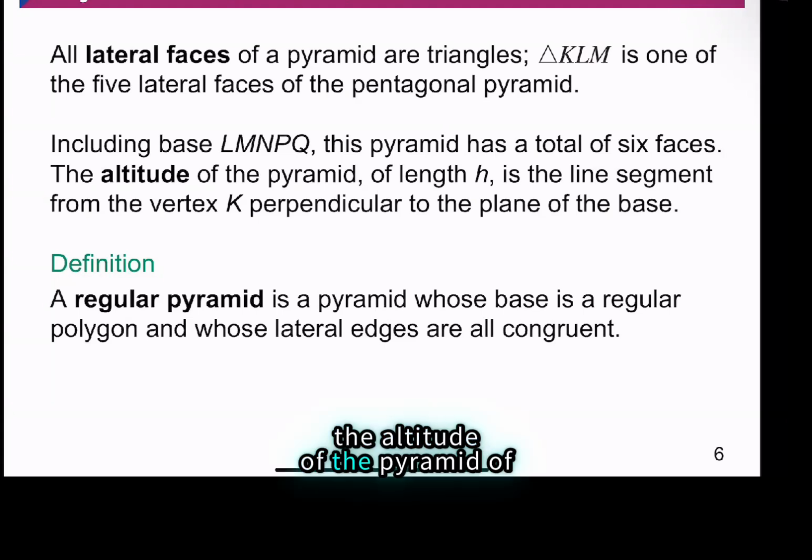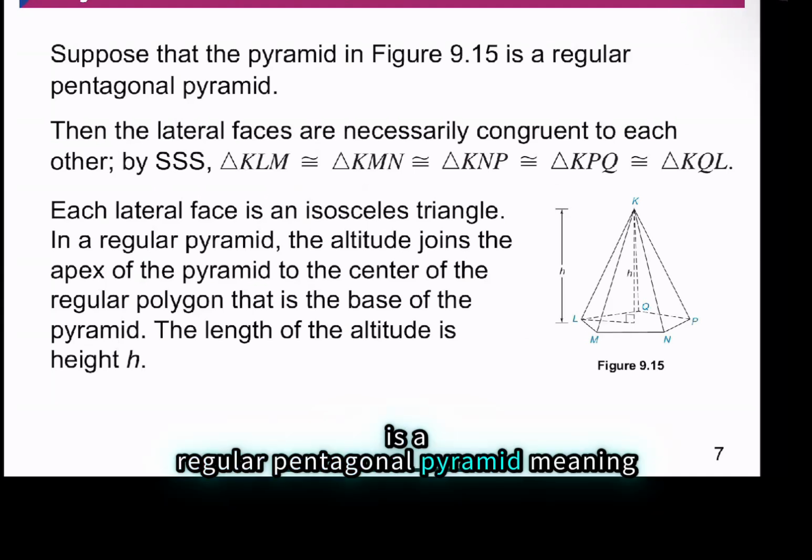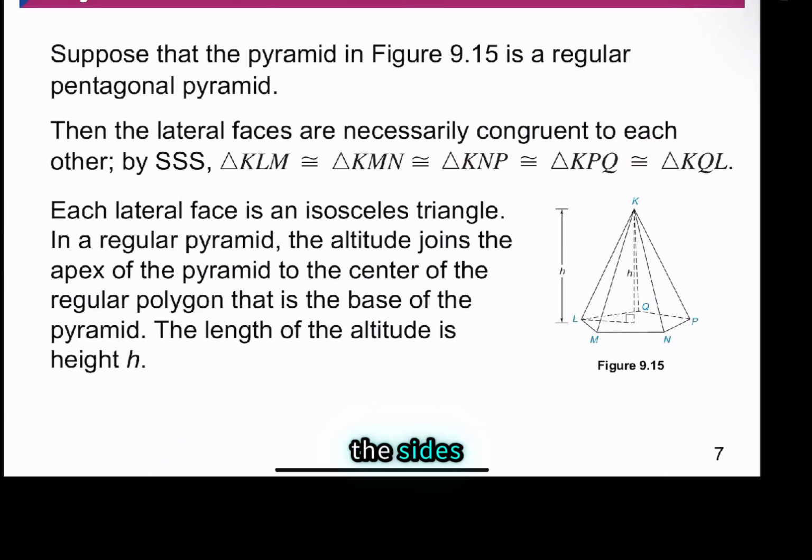The altitude of the pyramid, of length h, is the line segment from the vertex K perpendicular to the plane of the base. A regular pyramid is a pyramid whose base is a regular polygon and whose lateral edges are congruent. Suppose that the pyramid in figure 9.15 is a regular pentagonal pyramid, meaning the sides LM, MN, NP, PQ, and QL are congruent.